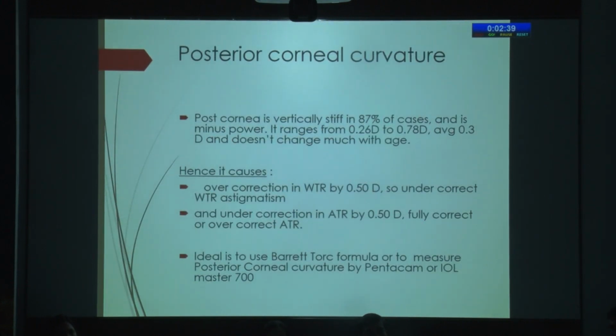And the next thing, again, Sagar will be taking up in detail, posterior corneal curvature. Any surgeon doing cataract surgery with toric IOL should have some idea about posterior corneal curvature, which is vertically steep posteriorly, and it causes overcorrection with the rule astigmatism and undercorrection with against the rule astigmatism. So we have to plan it accordingly. But with the availability of the Barrett toric formula, which presumes some amount of posterior corneal curvature, or IOL Master or Pentacam which can measure, that bit is nowadays well taken care of.